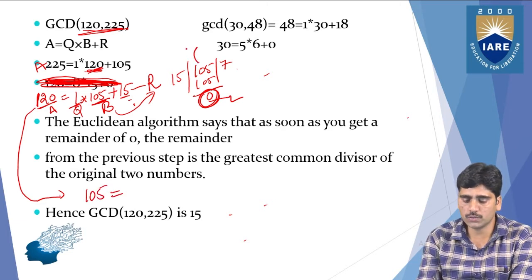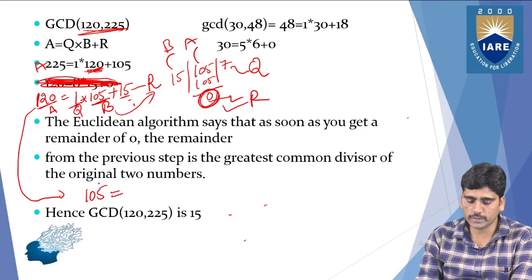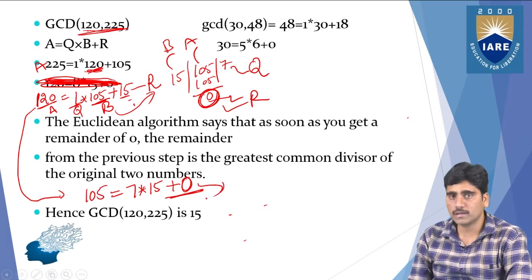So this is the A value, and this is the B value, and this is the quotient value and this is the remainder value, right? So you can reform this statement. A equals Q times B plus R means 7 into 15 plus 0. So now here we got a remainder 0.